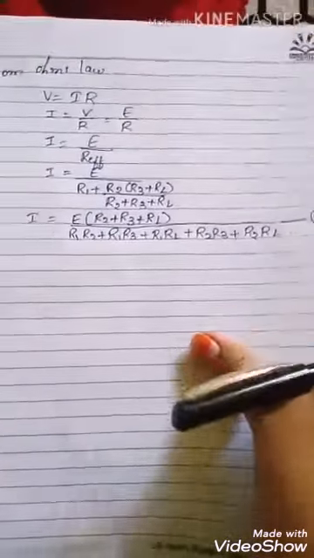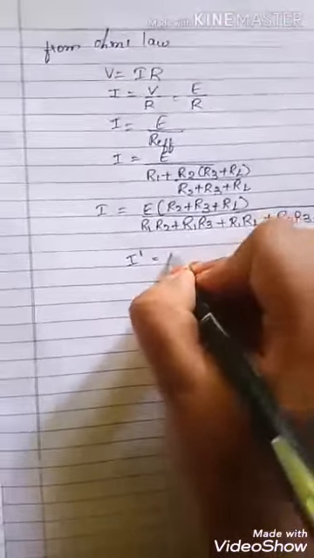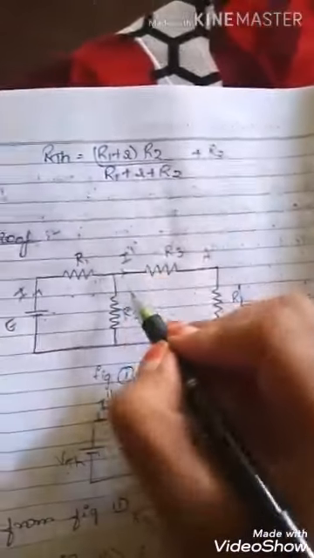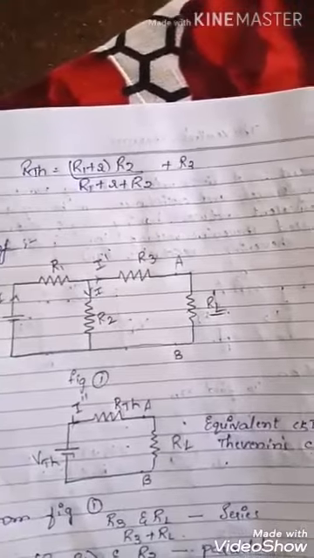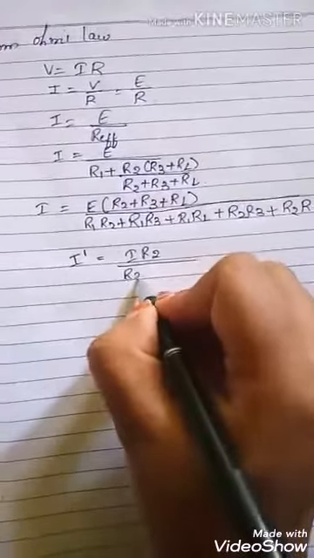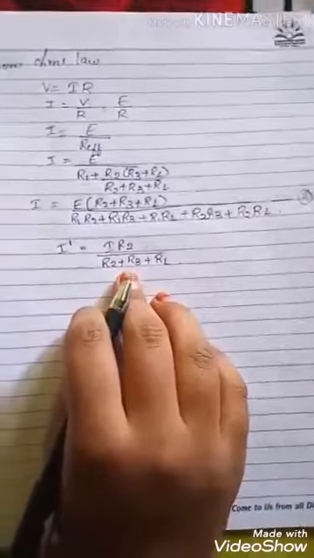The current through the load resistance. Now in this circuit, this is the load resistance. So the current through the load resistance I dash, the value is I dash equal to, here I is flowing in this direction, so I R2 divided by R2 plus R3 plus RL. So if we need this, this is the simplified equation.